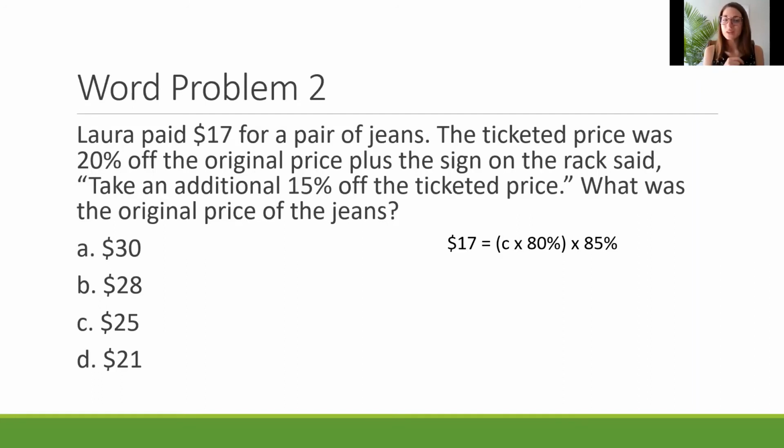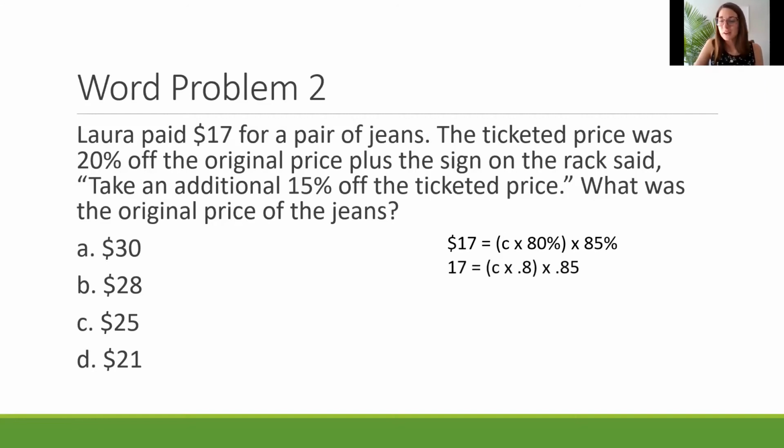However, I also get to take an additional 15% off that price. That's why I have the C times 80% in parentheses, because now we're going to get another discount, but that discount is only based on the price that's in parentheses. So what I'm going to do is multiply that price by 85%, because I had 15% off, which means that I only paid 85% of the cost there. So by setting up this equation, I now have something that I can solve for and see if it works for one of the answers that's provided here.